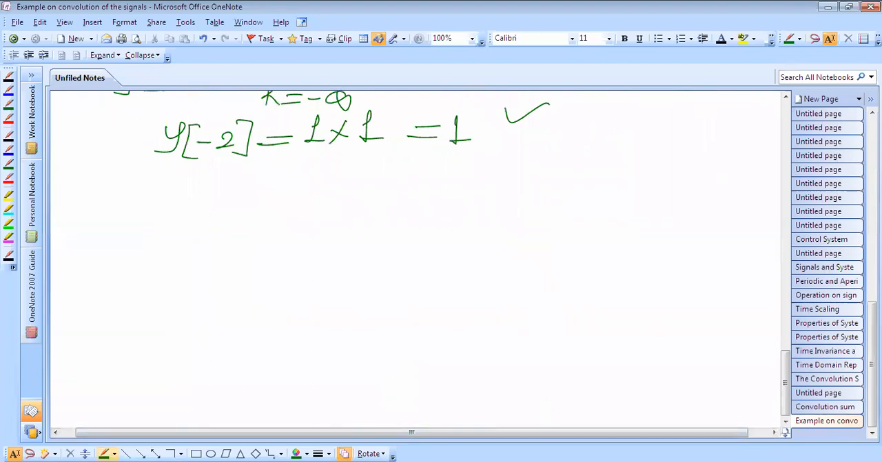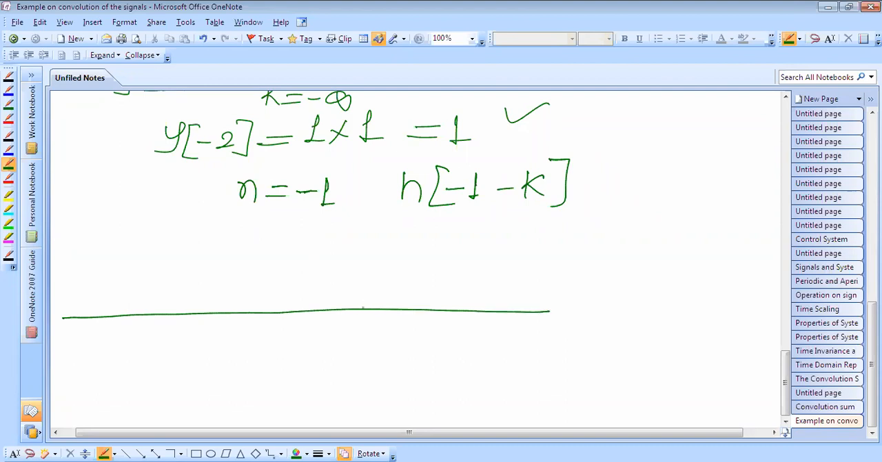When you put n is equal to -1, your impulse response will be h of n minus k. Now n is -1, minus k. That means we have to shift the impulse response toward the left by 1 unit. Okay, so we'll find the impulse response. So suppose this is 0, -1, -2, -3, -4 and -5, and this is now 1, 2. Now we have to shift this by only 1 unit, because n is equal to -1.